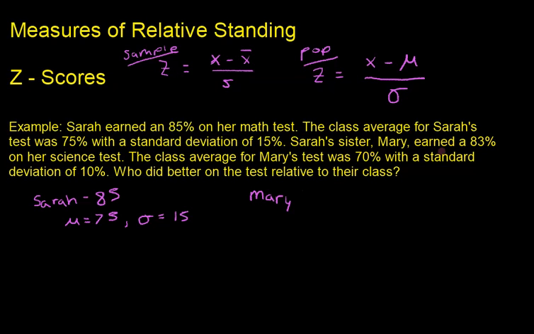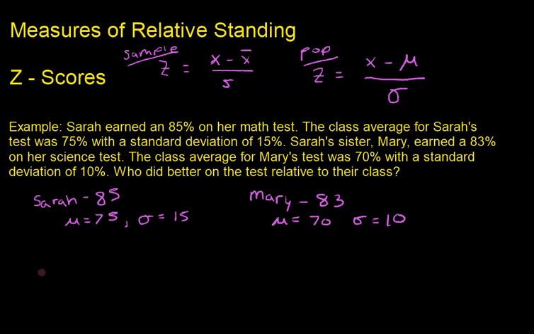Mary, Sarah's sister, earned a 83%. The class average for Mary, again mu, because the entire class took the test, not just a random sample of some of the students, is 70%. The standard deviation for Mary is 10%. So who did better on the test relative to their class? That's what a z-score is going to calculate: the number of standard deviations that each of these students performed compared to their class.